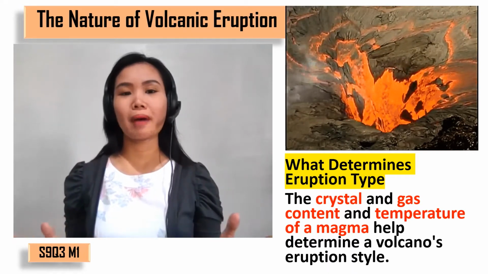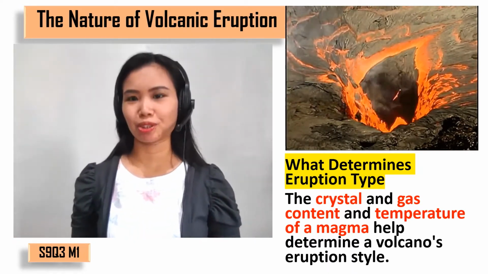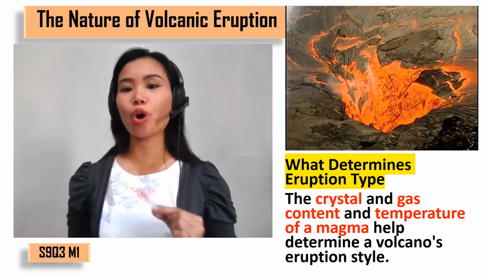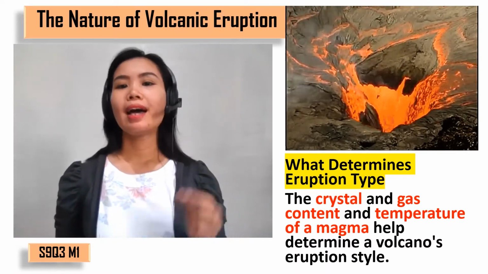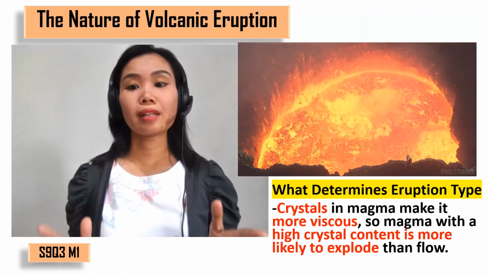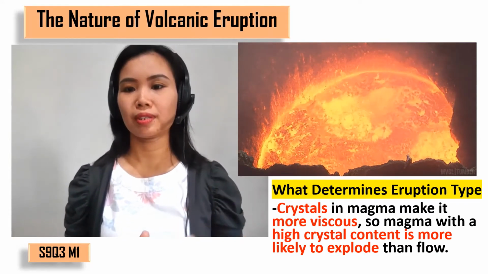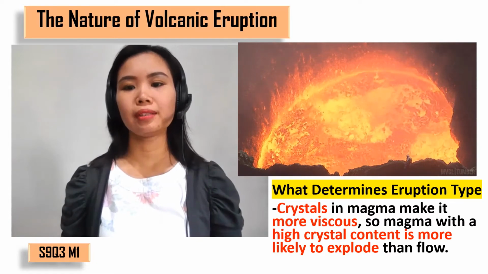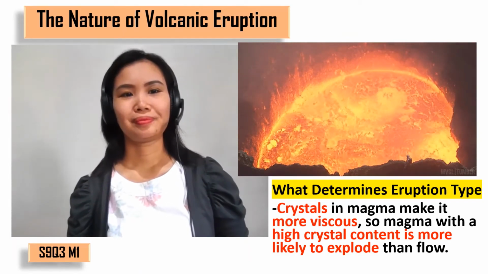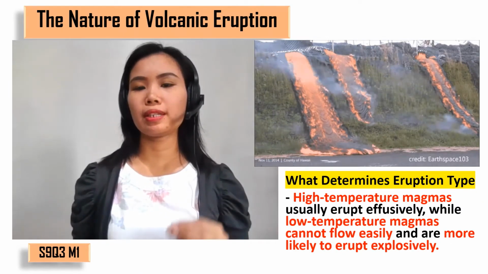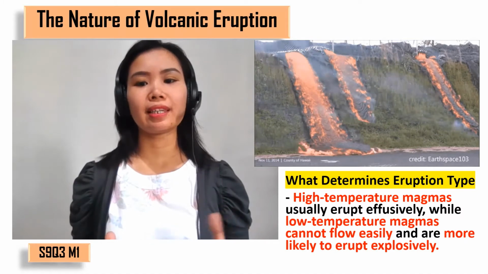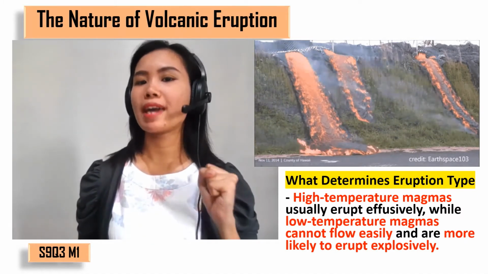Now this time, let's talk about the nature of volcanic eruption. What determines eruption type? The crystal and gas content and temperature of a magma help determine a volcano's eruption style. Crystals in magma make it more viscous, so magma with a high crystal content is more likely to explode than to flow. High-temperature magmas usually erupt effusively, while low-temperature magmas cannot flow easily and are more likely to erupt explosively.